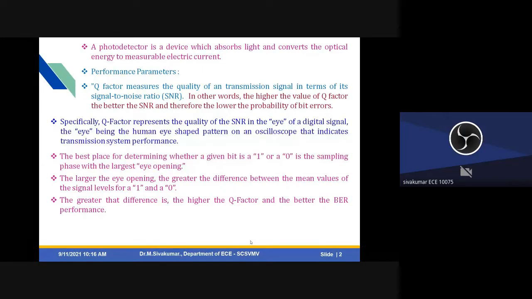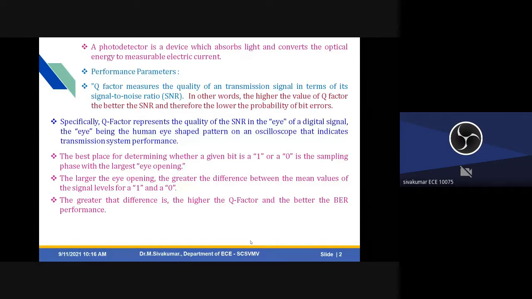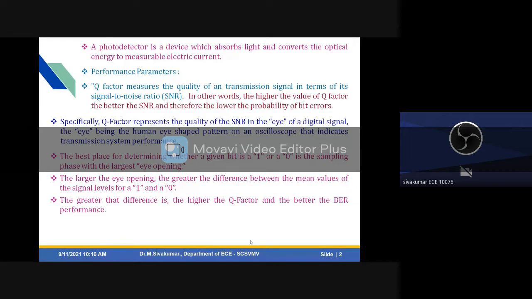Determining whether a given bit is 1 or 0 is done at the sampling phase with the largest eye opening. This is the best place for determining whether a given bit is 1 or 0. Similarly, the larger the eye opening, the greater the difference between the mean values of signal levels for 1 and 0. The greater difference gives a higher Q factor, and better BER performance is our objective.